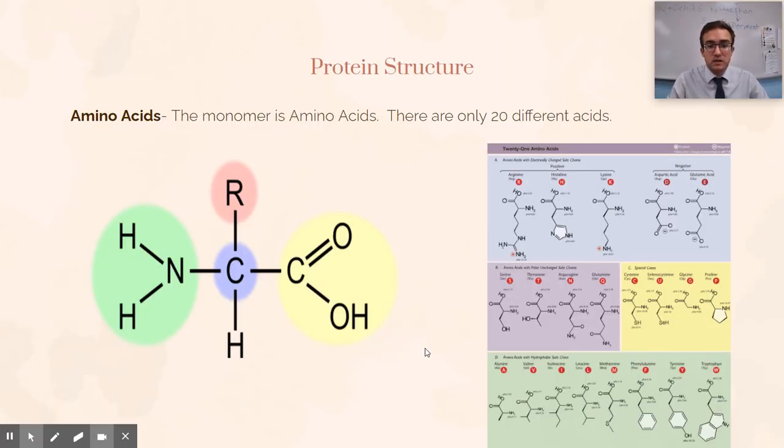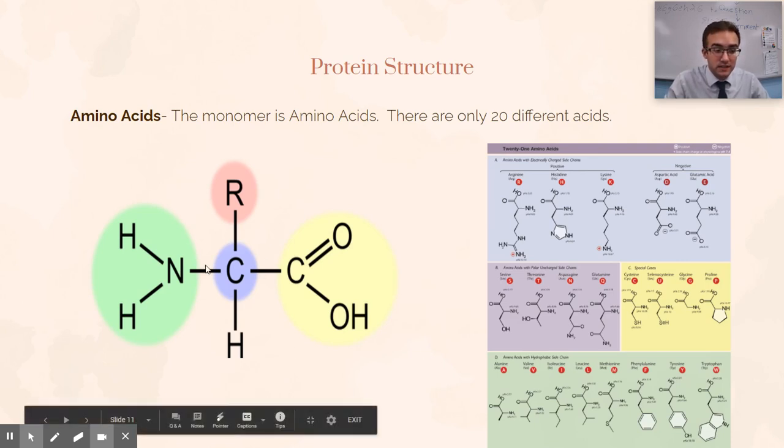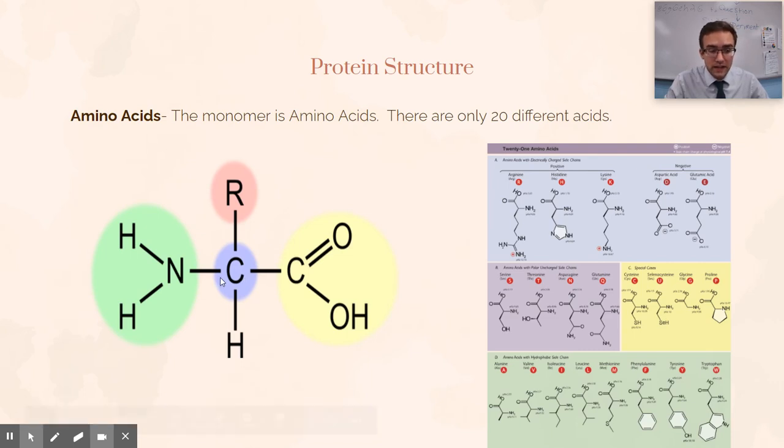Protein structure, so the monomer to proteins are what we refer to as amino acids. This is an example of an amino acid right here. There's a couple of parts I want to highlight on the amino acid. One is the central carbon. Remember, carbon is the backbone of life. So an amino acid starts with a central carbon. Off of the carbon, we have three what we call subgroups. One is this amine group right here. Nitrogen with two hydrogens is this amine group.